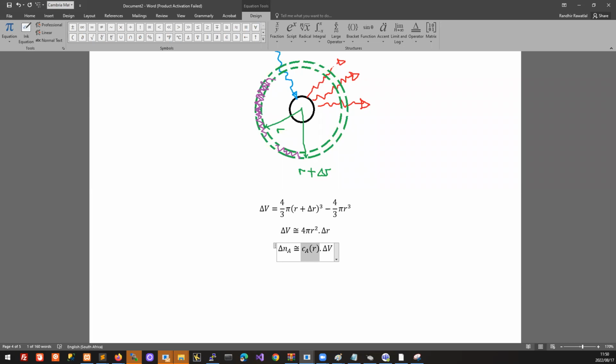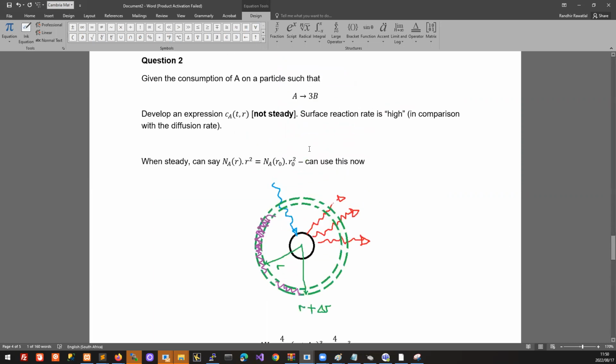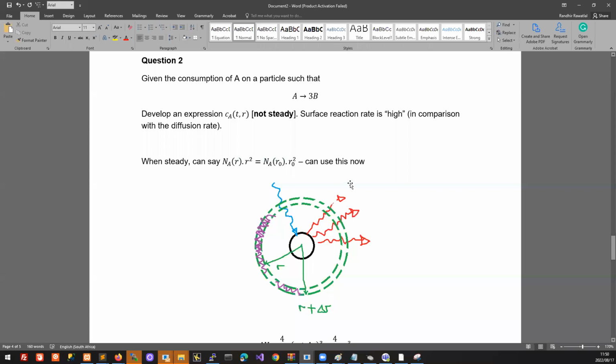Yes, at the top when you were stating when steady, NAR times R squared is equal to NAR naught times R naught squared. You said can use this now. Isn't it we can't use this now? Yeah, sorry. No, thanks for that. That was an error. Yeah, I should have said can't use this now. That's what I meant. Let's emphasize that. Cannot use this now. Yeah, thanks.